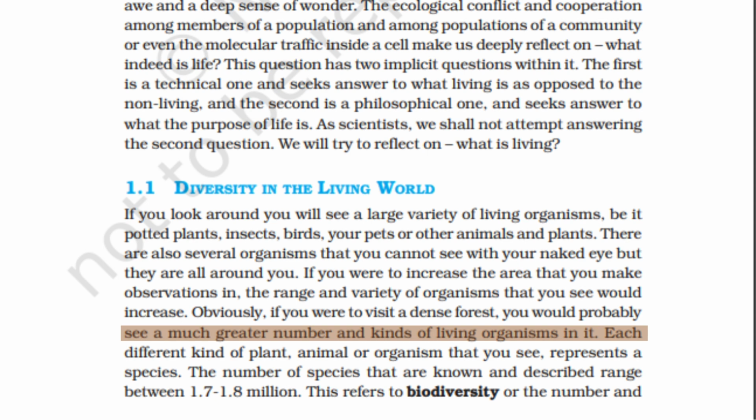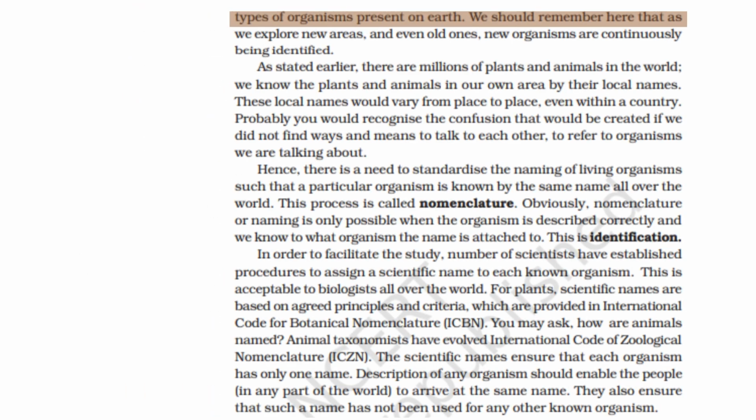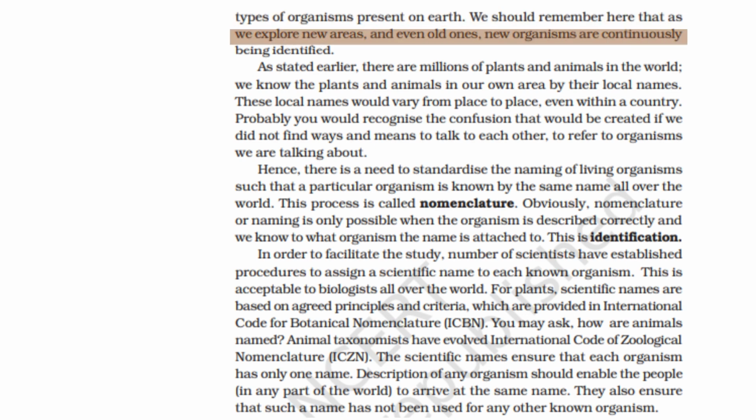Each different kind of plant, animal, or organism that you see represents a species. The number of species that are known and described range between 1.7 to 1.8 million. This refers to biodiversity or the number and types of organisms present on Earth. We should remember here that as we explore new areas and even old ones, new organisms are continuously being identified.